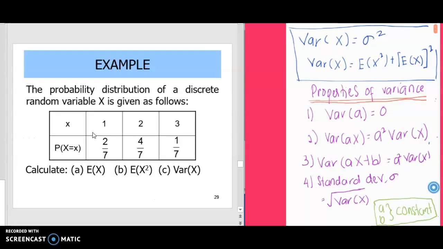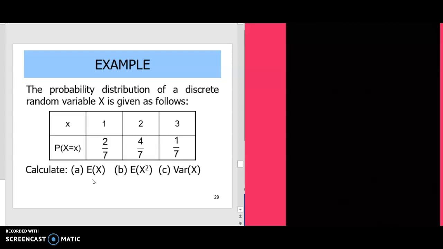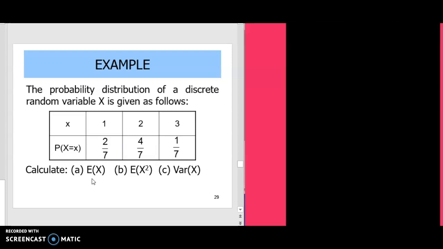Okay, let's discuss this one. The probability distribution of a discrete random variable x is given as follows. So diberi ni, cuba tengok. Soalan dia adalah A, expectation of x. B, expectation of x square. And C is variance. Sebenarnya kalau kita tengok, dia berkait. Untuk mendapatkan variance x, kita perlu dapatkan ex dan juga ex square.